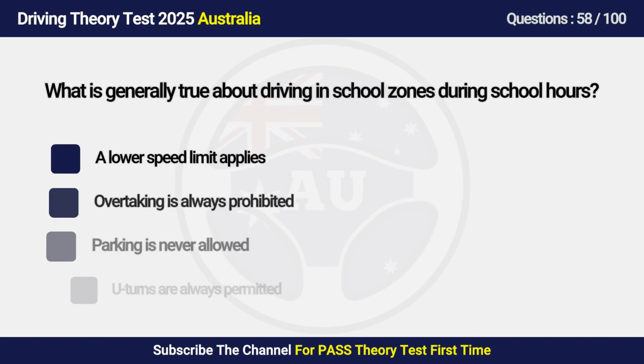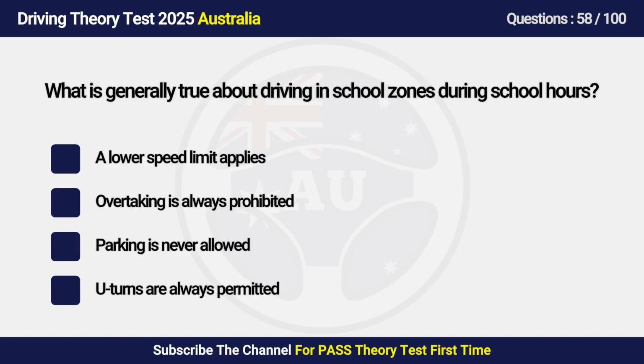Question 58. What is generally true about driving in school zones during school hours? A, lower speed limit applies. B, overtaking is always prohibited. C, parking is never allowed. D, U-turns are always permitted.